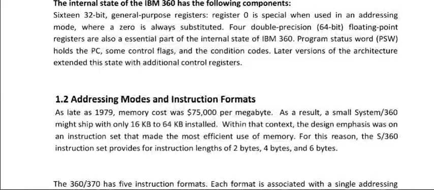Moving on to the addressing modes and instruction formats. As late as 1979, memory cost was very high, that is $75,000 per megabyte. As a result, a small System 360 might ship with only 16 kilobytes to 64 kilobytes installed. So the 16 kilobytes to 64 kilobytes was the huge memory way back in 1979. But now if you take just one picture on your phone, the memory that is utilized is almost 10 times the memory that was present in the IBM 360 machine.